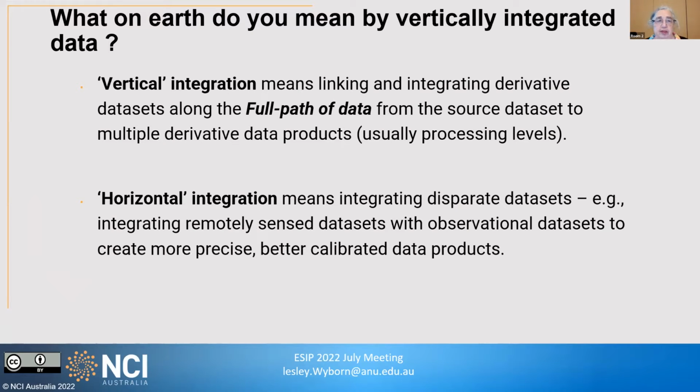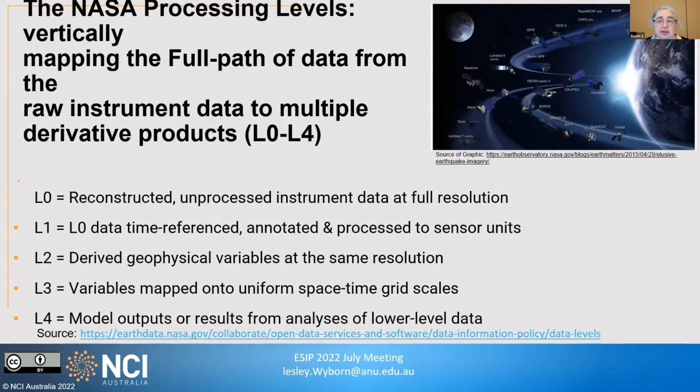What on earth do you mean by vertically integrated data set? It means that you're linking and integrating derivative data sets along what we call the full path of data, from the source data set to the multiple derivative products, usually related to various processing levels, as opposed to horizontal, where you take a couple of data sets and merge them together in a GIS or use one to calibrate the other. So this is, as we all know, the NASA levels, which have been around since the beginning of time: L0, 1, 2, 3, 4.